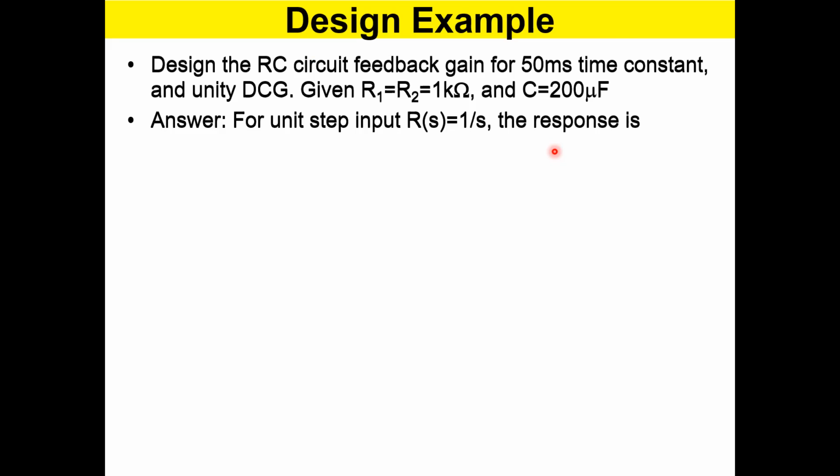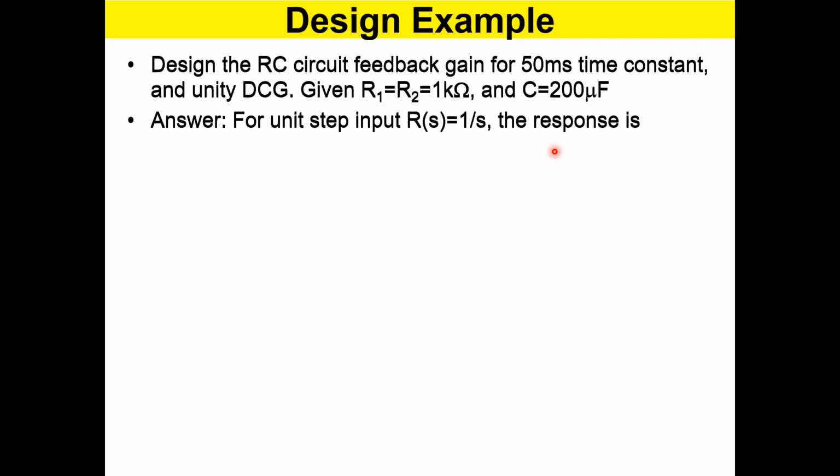Design the RC circuit feedback gain for 50 millisecond time constant. I want you to design the plant, the same plant we have been dealing with, to have 50 millisecond time constant, and unity DC gain. That's the second part. I'll come back to that maybe later. First, can you do this one?